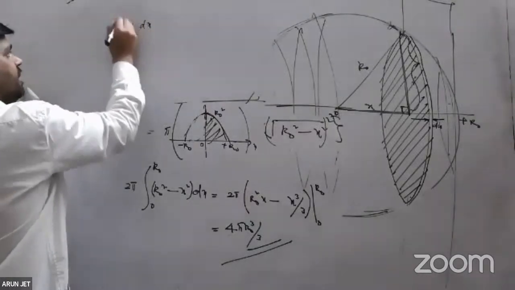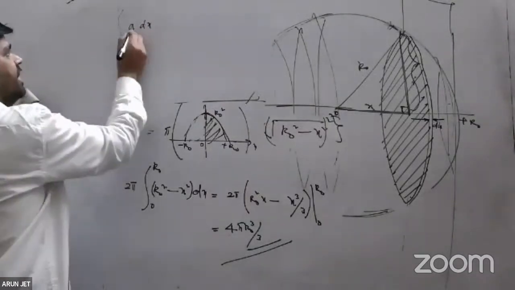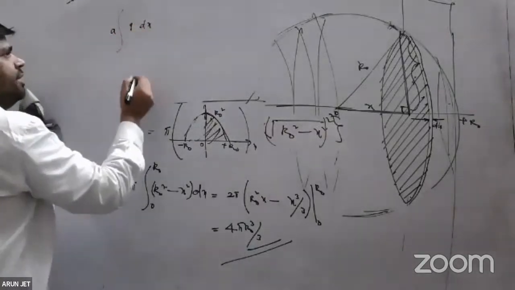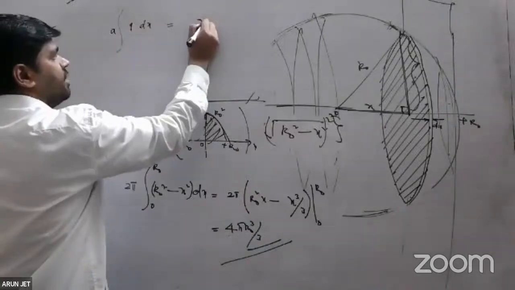Integral a dx, what will it be? A is a constant, a comes out, you'll have 1 dx. What is the integral of 1? x.